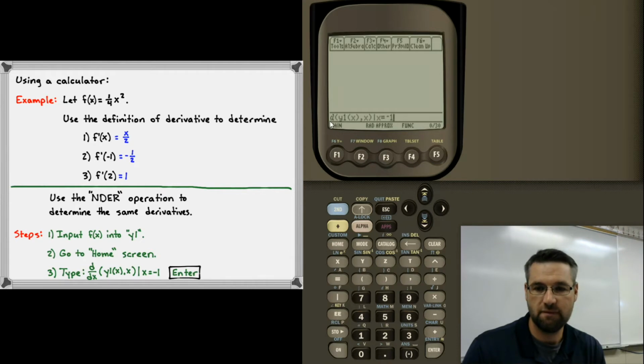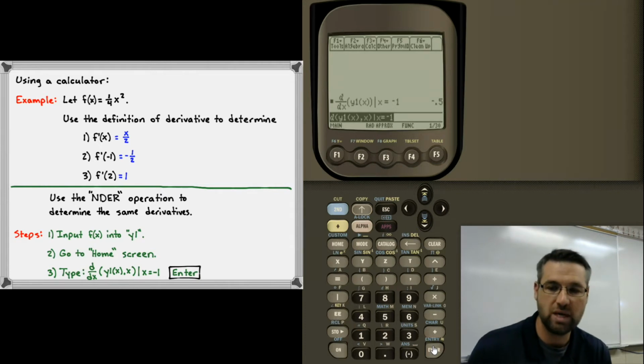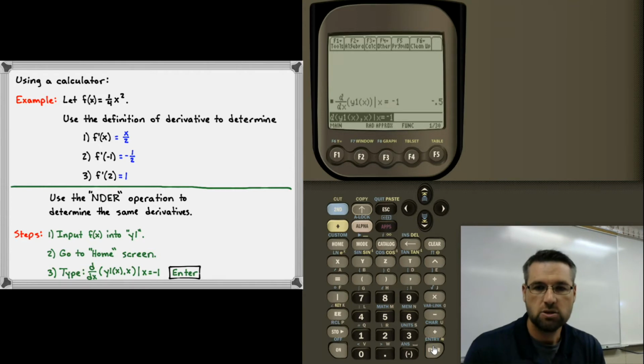So the derivative of my function with respect to x evaluated when x equals -1. That's the common procedure in determining that. So then you hit enter. And you can see that we get -0.5, which is exactly what we got when we did this analytically on the board, when we proved it on the board. So that's kind of cool.